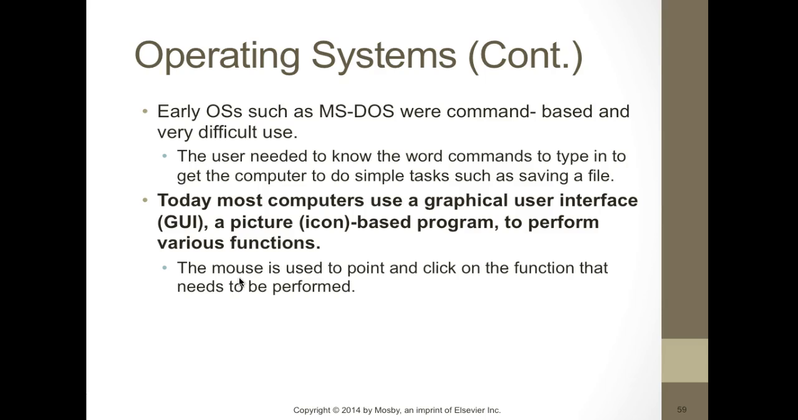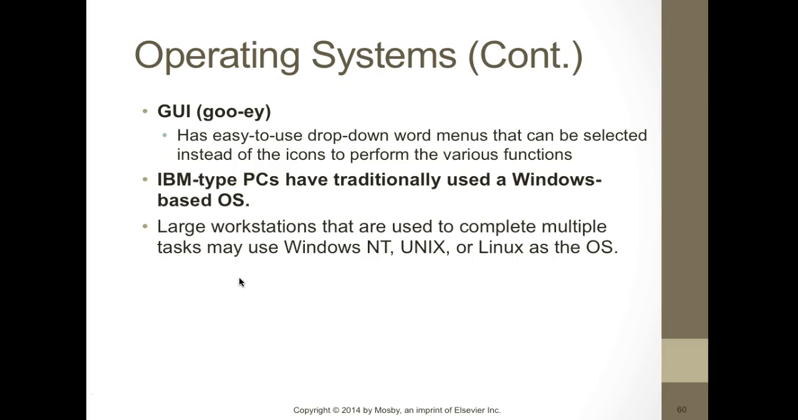Today, most computers use graphical user interfaces, GUI, and picture icon-based programs to perform various functions. So it's like a point and click, it gives you a picture and you can click on it. The GUI also has easy-to-use drop-down word menus that can be selected instead of the icon to perform various functions.